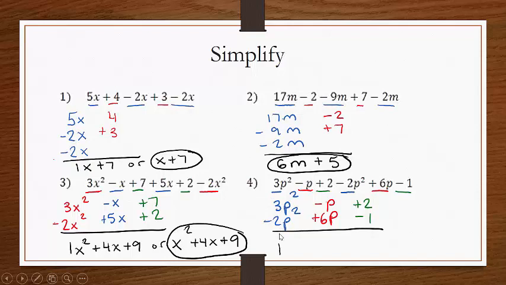3 minus 2 is 1. Negative 1 plus 6 is positive 5. 2 minus 1 is 1. And I didn't write the 1 here because I figured you would be okay if I didn't write it this time. So I just decided to skip a little bit of a step. All right. And that's how the game is played.